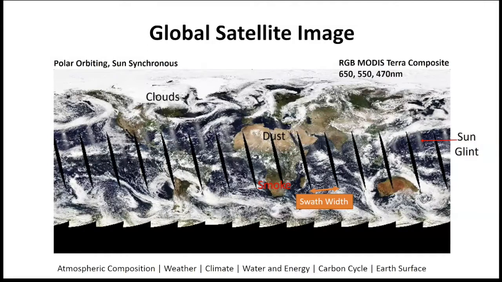This is a polar orbiting sun synchronous satellite, which means that as the Earth is rotating, the satellite faithfully goes in a circular orbit. And every day at the equator, it crosses at about the same time. That's why it's called sun synchronous. The reason for that is if the image was at different times of day, then the solar zenith angle would be different, and therefore the image could look very confusing. So sun synchronous is a standard orbit for polar orbiting satellites.